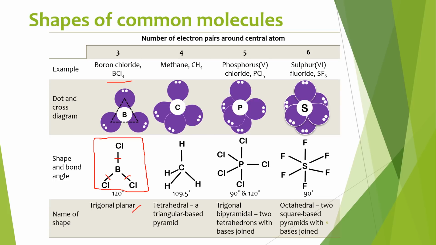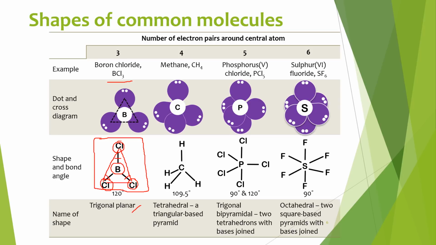As you can see, to draw the Lewis structure based on trigonal planar, the central atom, of course, must be in the center, and the side atoms will be spread in the shape of a triangle. As you can see here, when you connect the side atoms, you will have a triangular shape. So that's why the name of the shape is trigonal planar.